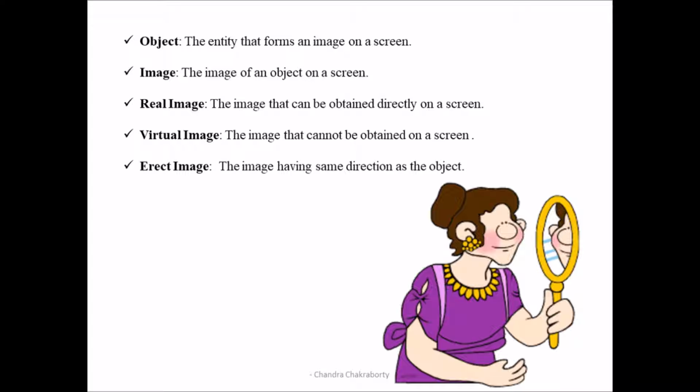But those images that cannot be obtained on a screen are called virtual images. So the image that we obtain on a plane mirror cannot be obtained on a screen. That means the image formed by a plane mirror is virtual. Next type of image is an erect image. The image having same direction as that of the object is called an erect image. An erect image is always upright and straight. That means the image obtained by us on a plane mirror is an example of erect image, right?